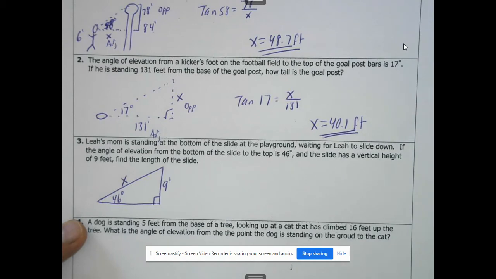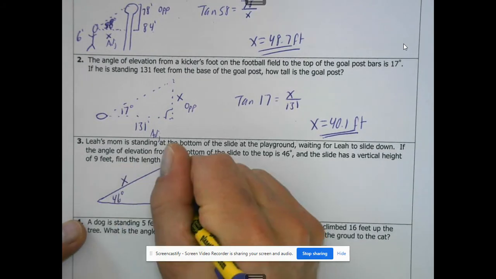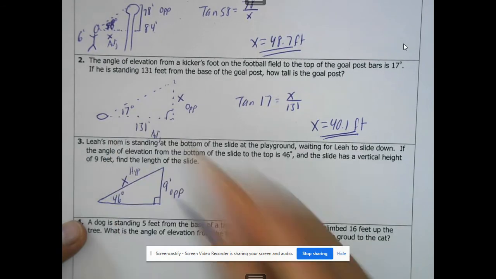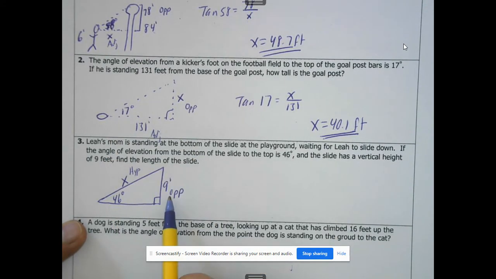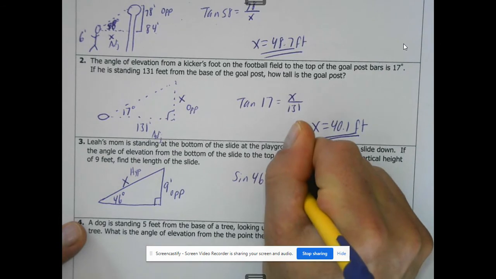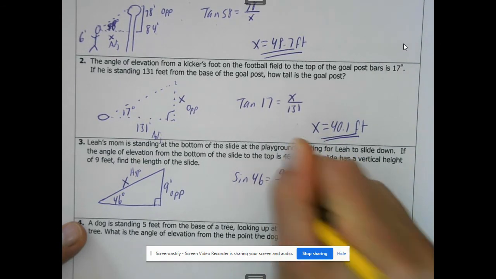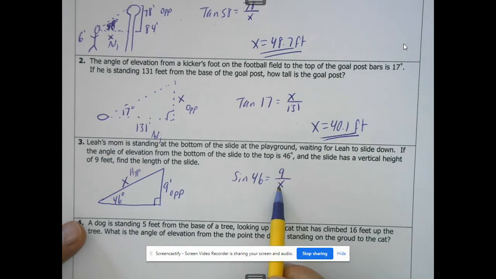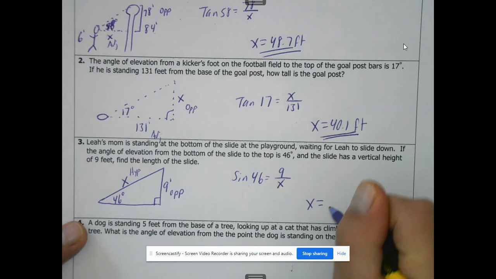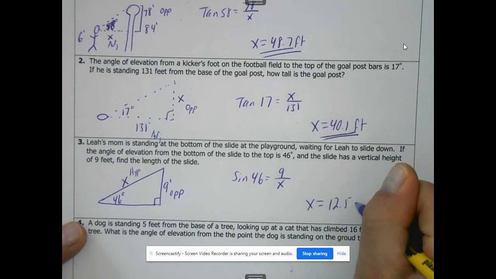There's my 90. Label the pieces. Across the triangle is opposite. Across the 90 is your hypotenuse. You have the O and the H to work with, which means you're going to use sine. So sine of 46 equals opposite 9 over hypotenuse X. Variables on the bottom, you need to divide. Type in 9 divided by sine 46. If you do that correctly, you should get 12.5 feet.